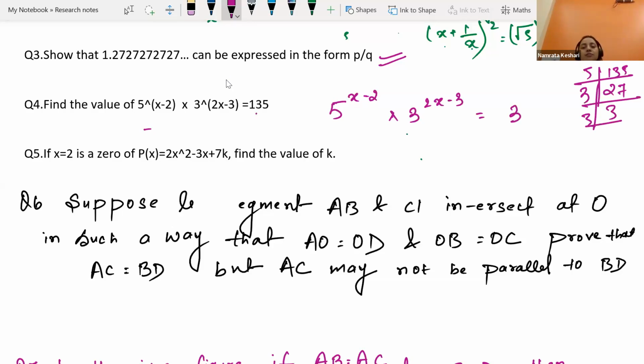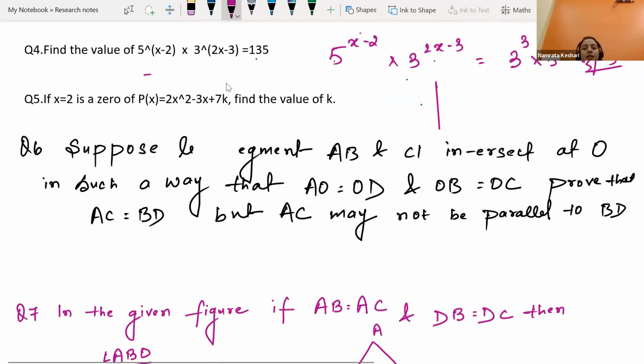So basically we are having here 3 to the power 3 and we are having here 5, just 5 to the power 1. Now on both sides you can compare the exponent of 5 with the exponent of 5 and exponent of 3 with the exponent of 3, and you will be getting the value of x. Yeah, x you will be able to find. The same value you will be getting by taking any condition. Let's do this one.